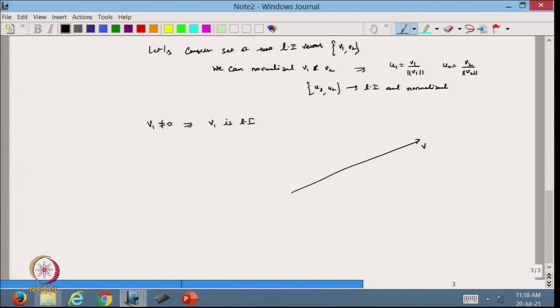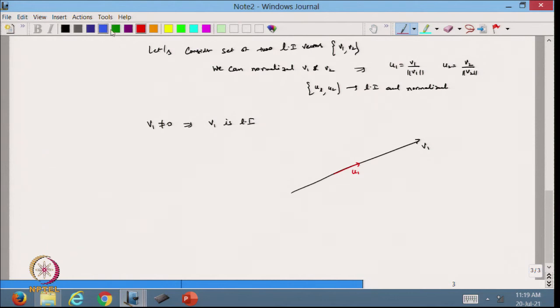This is my V1, some vector, and I am taking the line passing through the vector V1. Suppose this is my V1, this is my origin, and I take a line passing through V1. So, this is the line I am taking. Now, suppose this is the unit vector, which I represent by U1.